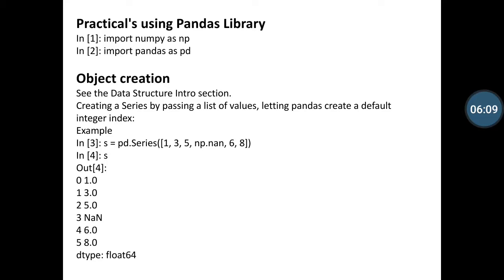Introduction section, creating a series by passing a list of values, letting Pandas create a default index. Example: s is a variable equal to pd.Series of 1, 2, 3, 4, np.nan, 6 and 8, which are the values of the series. Then I want to print the output, so I write s, and the output is a generated index from 0 to 5, with the values described in our series, and also the data type float64.